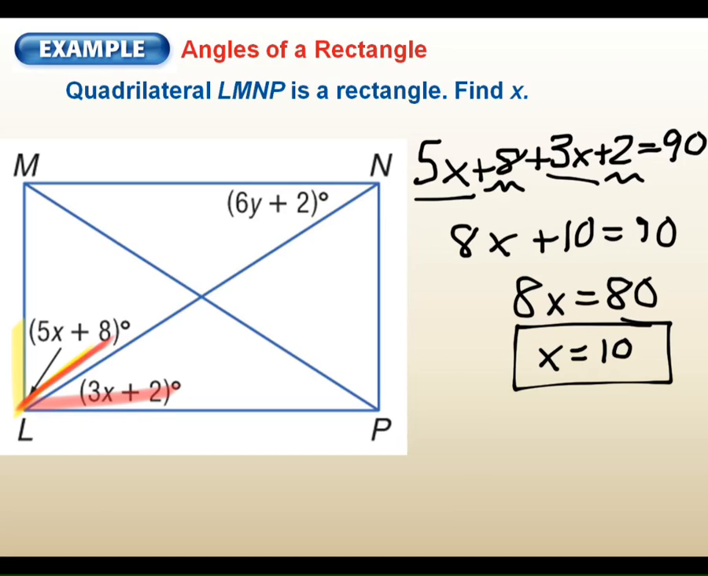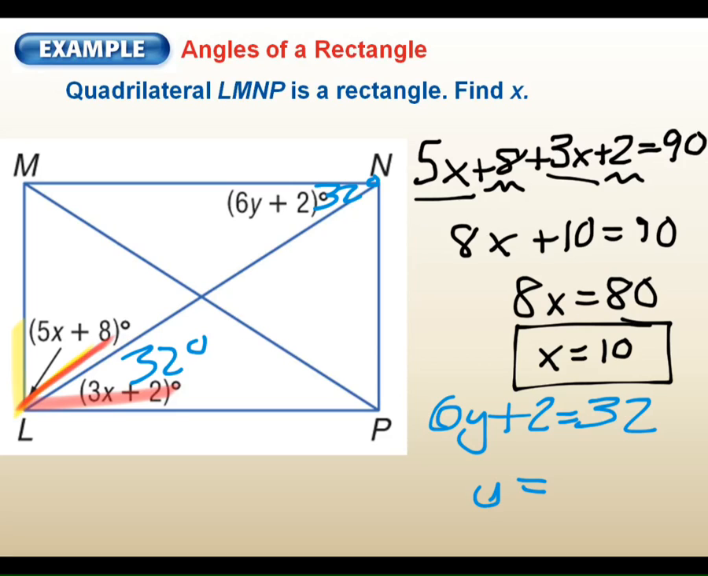So if I wanted to find y, since I know that angle is 32, I know that one must be 32, so I would take 6y plus 2 equals 32 and solve it. Didn't ask me for it, but I could find that. And y would be 5.